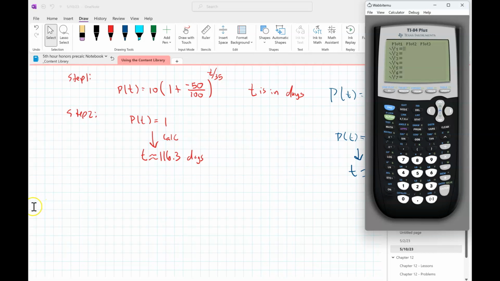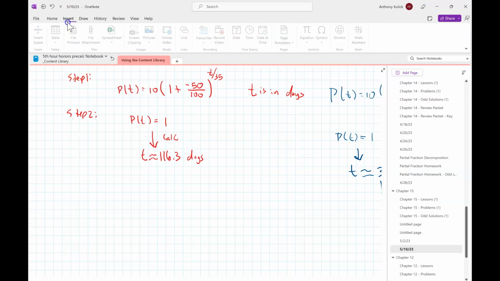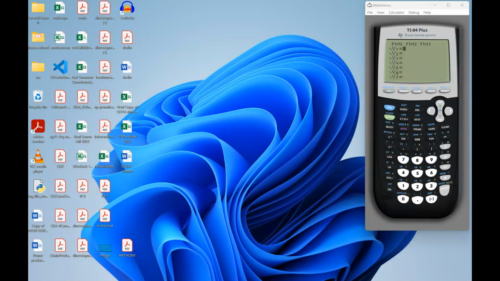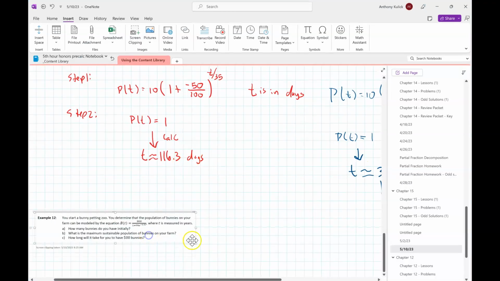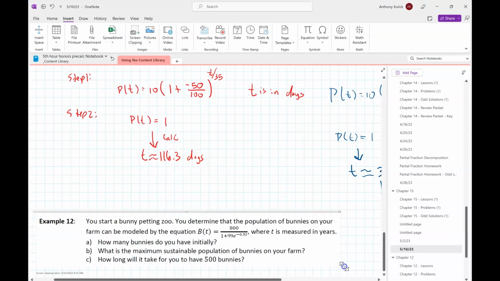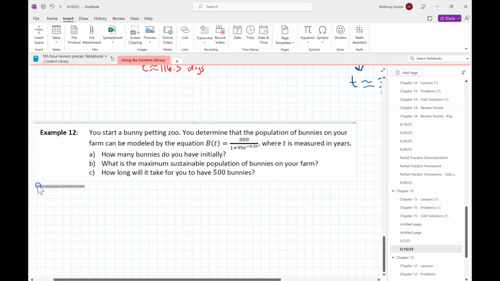The typical choice for this kind of an equation is a logistic model. And we talked a little bit about the logistic model last time. So let's look at an example here where we use a logistic model.